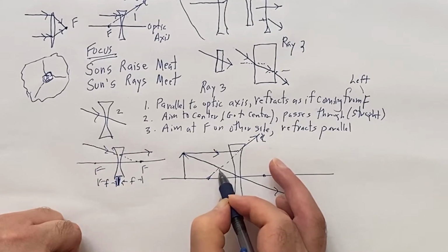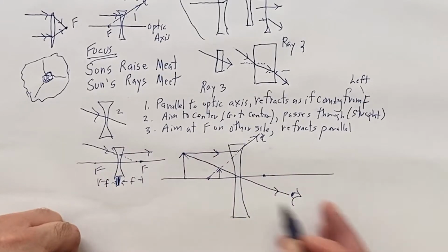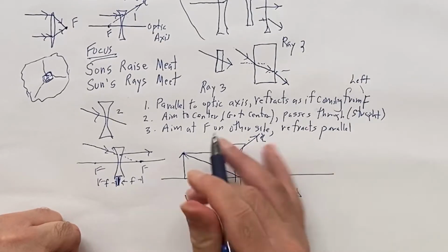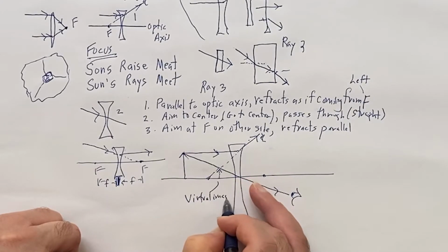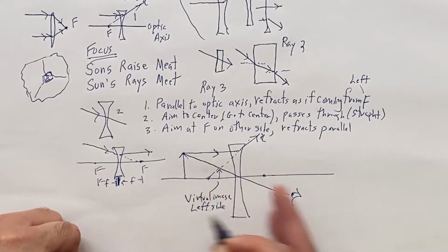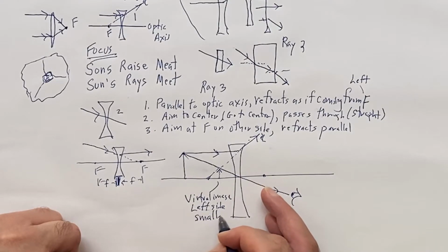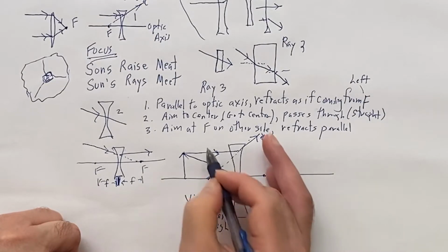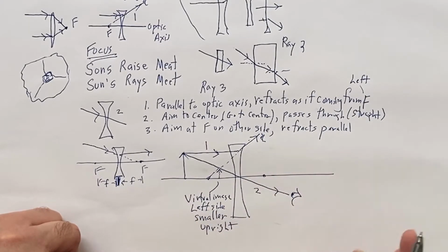see where they cross? That's a cute little, you get the small image, and that image there, light doesn't go there except for that one ray, and the light really appears to come from there, so that's classified as a virtual image. It's on the left side of the lens, and it is smaller, and it is upright, just to give all the characteristics. So this is ray 1, and this is ray 2. Now ray 3 you don't need, we already found the image, we're finished.